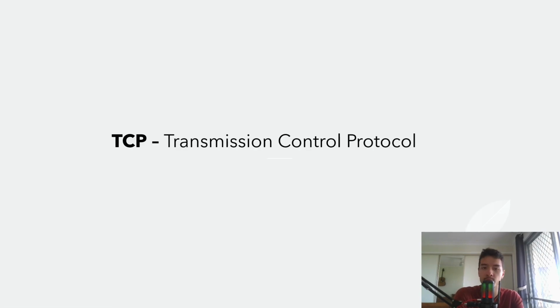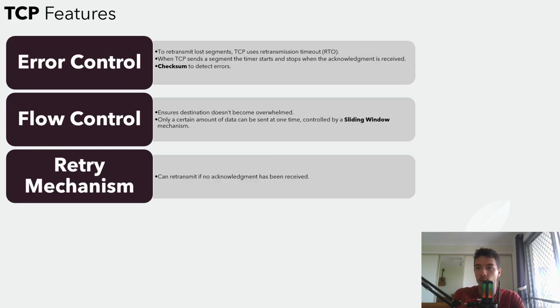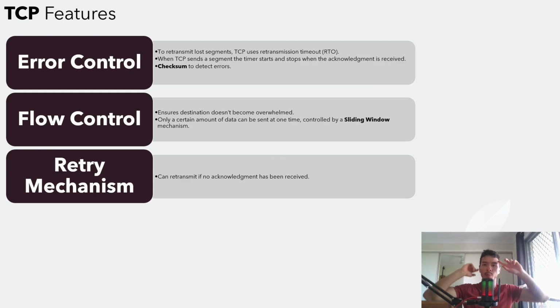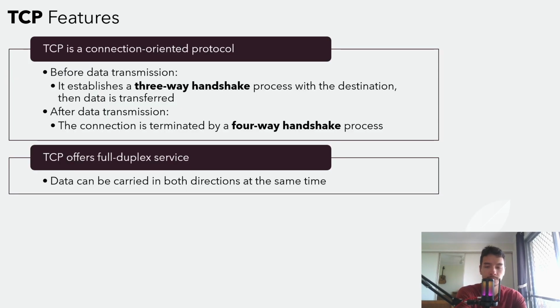So we'll get into TCP, transmission control protocol, right now. TCP features, so error control. To retransmit lost segments, TCP uses a retransmission timeout, RTO. When TCP sends a segment, a timer starts and stops when the acknowledgement is received. Checksum to detect errors. Okay? Now flow control. Flow control ensures the destination does not become overwhelmed. Only a certain amount of data can be sent at one time, controlled by a sliding window mechanism. Now, I'm not too sure how exactly those things work, but you can envision the logic behind the main premise. Now, the retry mechanism can retransmit if no acknowledgement has been received.